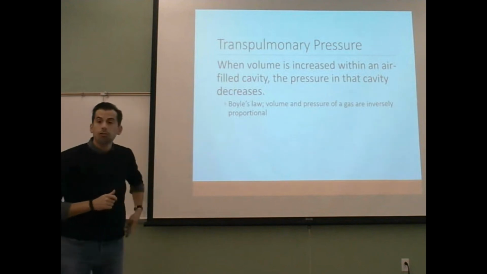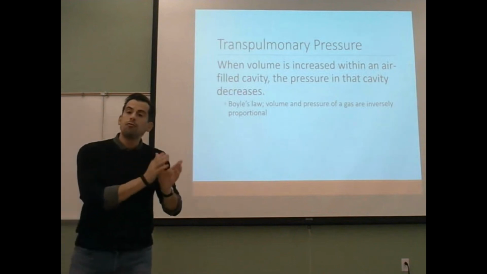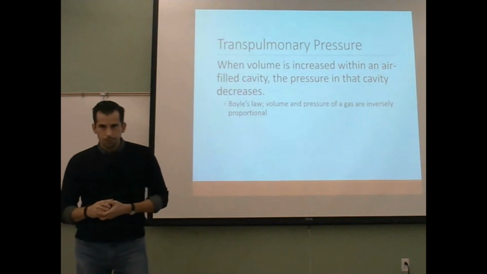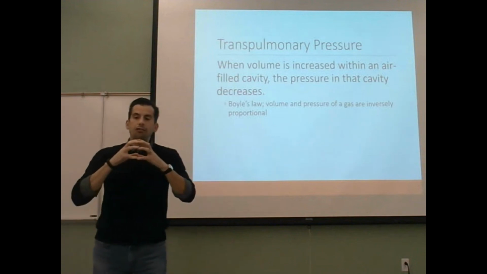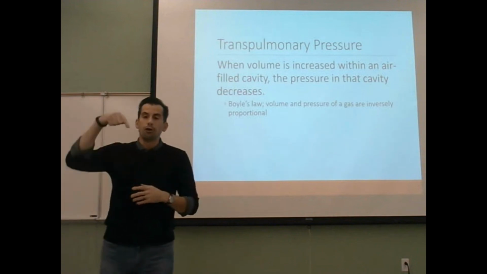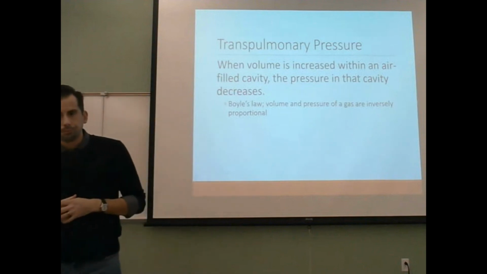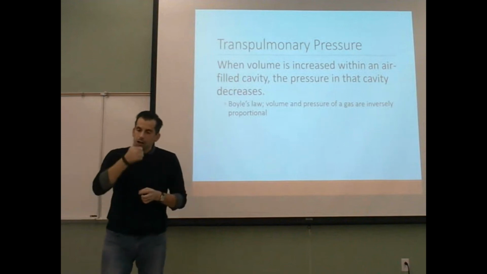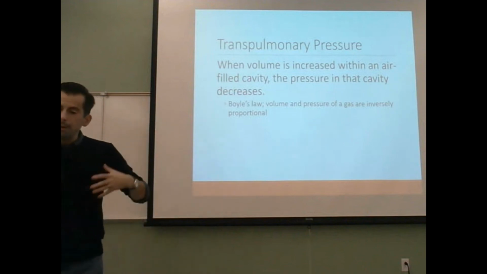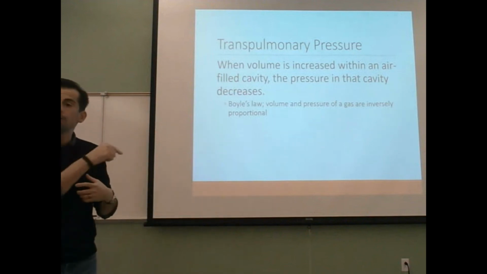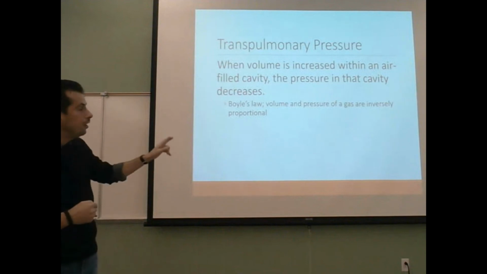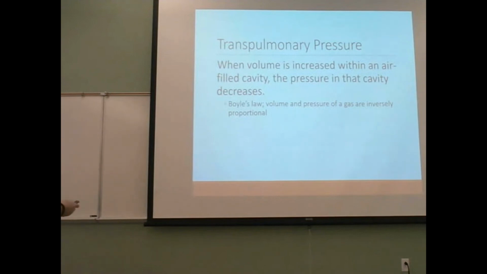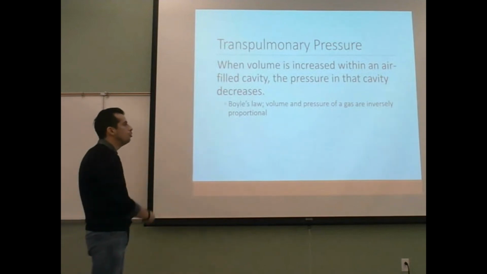And when we look at Boyle's law, the relationship between volume and pressure of a gas is inversely proportional. If we take a unit of gas and increase its volume, the pressure inside goes down. We take that same volume of gas, now we make it smaller, the pressure inside goes up. So by manipulating the volume of the lung tissue, we manipulate the air pressure inside the alveolar sacs. And that's going to be critical for moving air into and out of lungs.